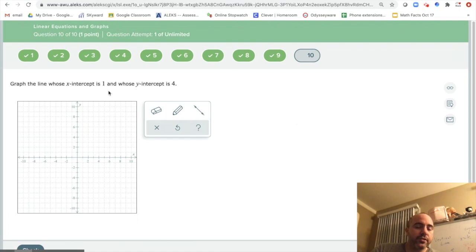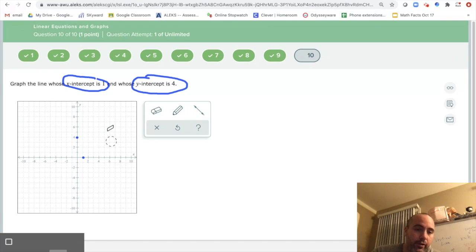So this is a little different. All right, so we're talking about two different types of intercepts. We've got an x-intercept and we've got a y-intercept. So we've already talked about what we do in slope-intercept form. We start with the y-intercept, and we could do the same thing here. The y-intercept is at 4, where the line crosses the y-axis. The x-intercept is really the same concept. Where does a line cross the x-axis? So if the x-intercept is 1, we go to where 1 is on the x-axis.